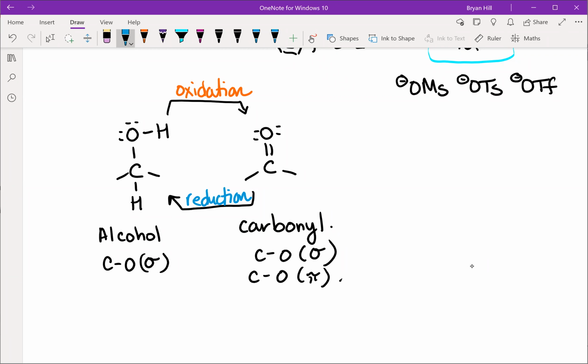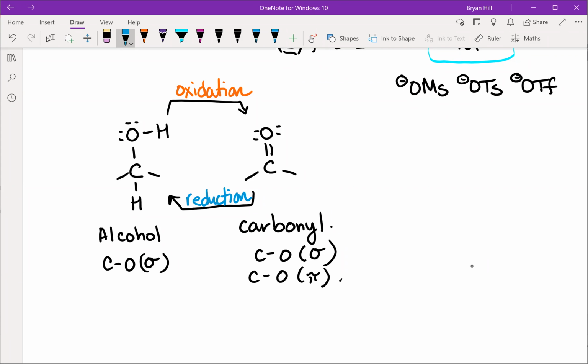So alcohols can be oxidized to carbonyl compounds. Carbonyl compounds can be reduced to alcohols. That's basically the process we're going to talk about. So I think that these reactions are the new reactions that we're going to talk about today.